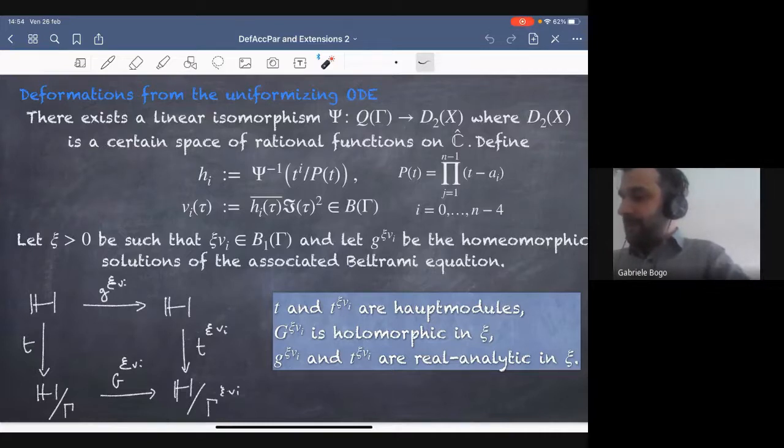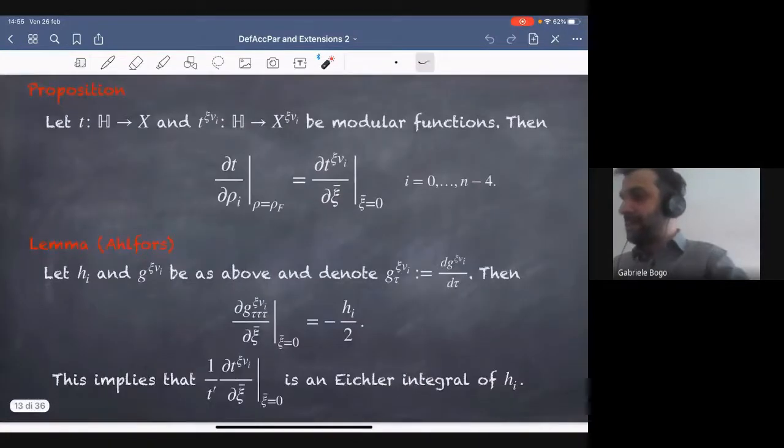Now, if we let everything depend on the value of xi, of this real number, we think of it as a real variable. This function is holomorphic in this variable, and the solution of the Beltrami equation and this new Hauptmodul are not holomorphic, but they are real analytic in this variable here. But it is enough for our purposes because what we want is to differentiate this Hauptmodul with respect to xi, and the final result is precisely that. What we want to do, as I explained before, the derivation from the differential equation is precisely the derivation with respect to this parameter in Teichmüller theory.